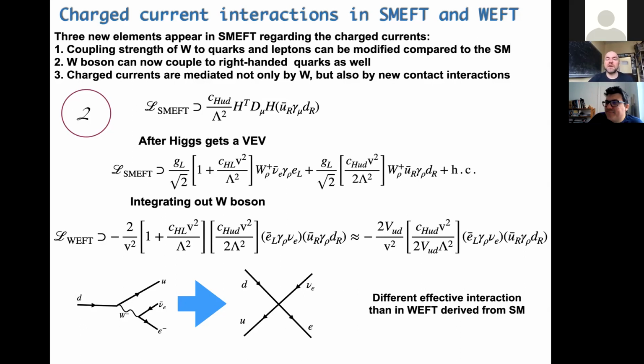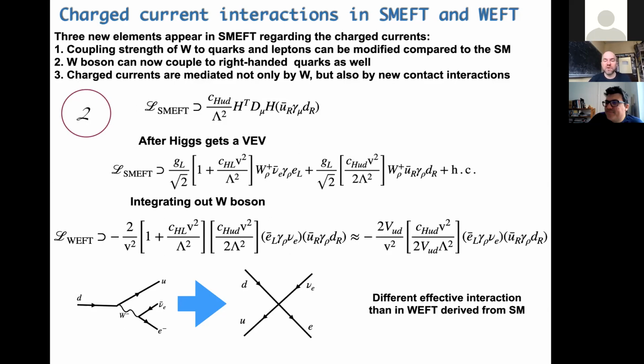So for example, for the SMEFT, you can have a different kind of dimension 6 operator where the Higgs interacts with right-handed quarks. Again, this requires a bit of checking that hypercharges and all the SU(2) quantum numbers are okay for this operator. So again, if the Higgs gets a VEV, the covariant derivative in this operator will contain the W boson, and it will lead to the W boson coupling to the right-handed quarks. Something that in the standard model doesn't exist.